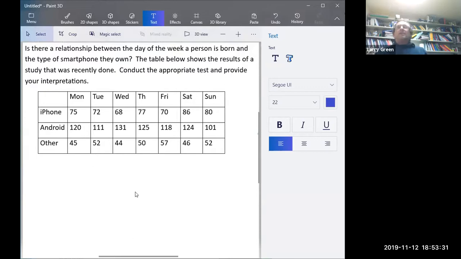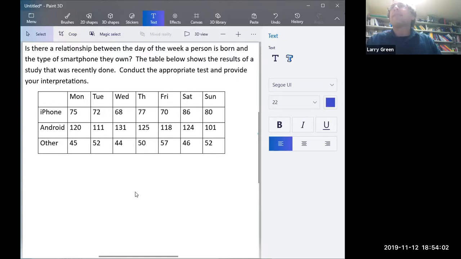Okay, so here's the question. Is there a relationship between the day of the week a person is born and the type of smartphone they own? The table below shows the results of a study that was recently done. Conduct the appropriate test and provide your interpretations. So we have our days of the week, Monday through Sunday, and our smartphones are iPhone, Android, or some other kind of phone.